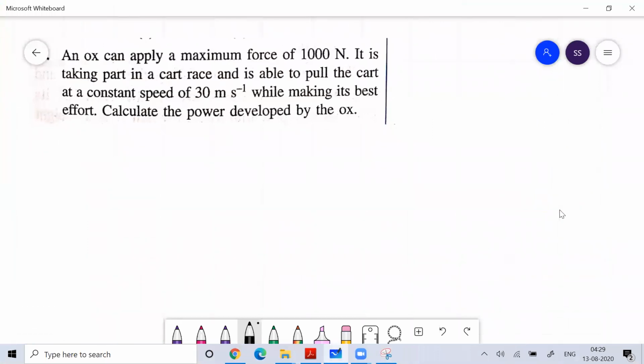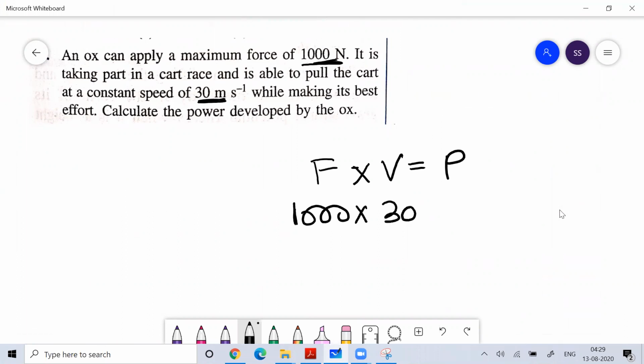So your next problem: an ox can apply a maximum force of 1000 Newton. It is taking part in a cart race and is able to pull the cart at the constant speed of 30 meter per second. So the power formula, you know that force into average speed is power. This is 1000 and the speed is 30 meter per second. So the power would be 30 kilowatt. Already I discussed this formula with you, so you know that.